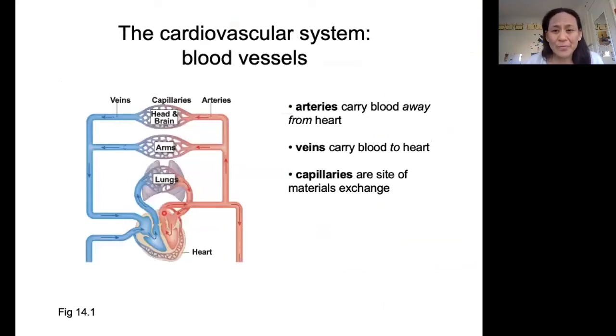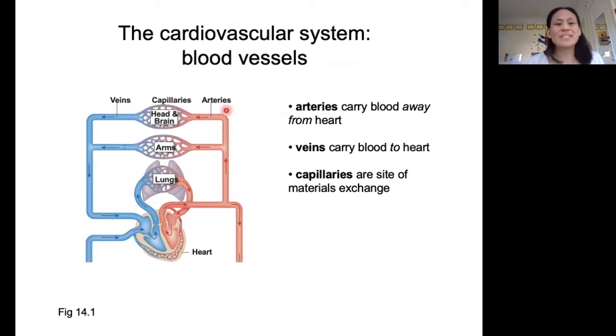Okay, so we just talked about how the cardiovascular system is responsible for transporting materials from one part of the body to another part of the body. We do that using blood, right? So blood is the substance that carries those materials, and the blood is carried in these tubes called blood vessels. So I'm going to introduce you to the blood vessels here.